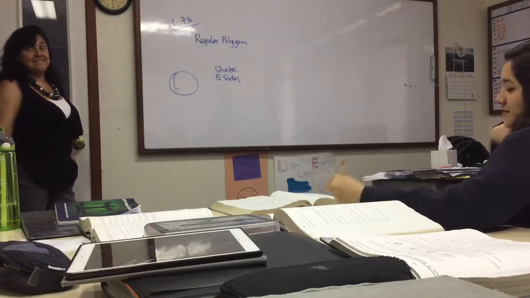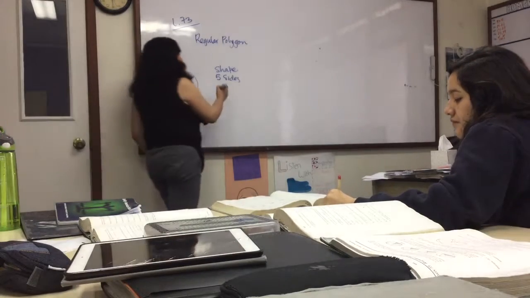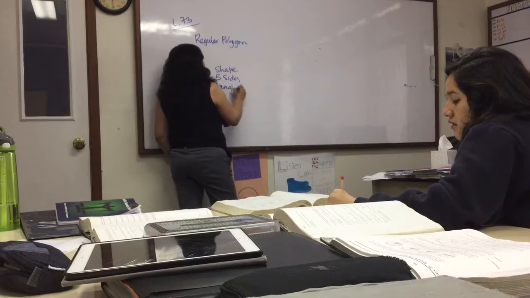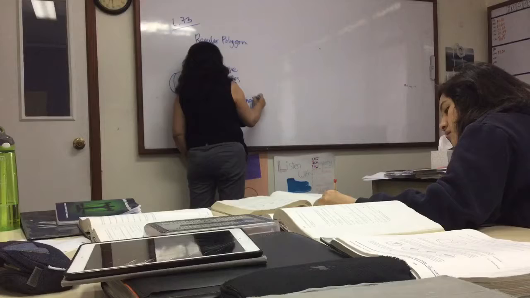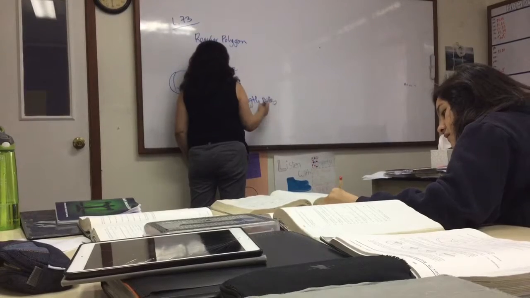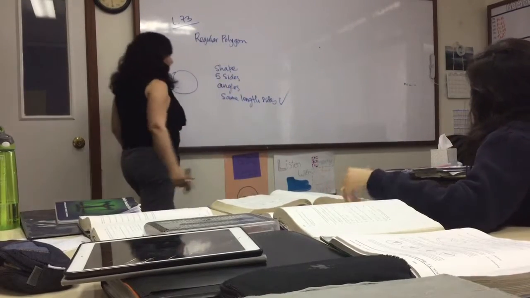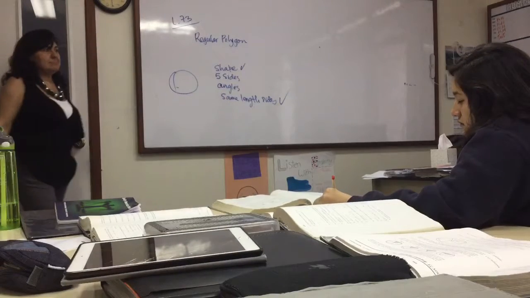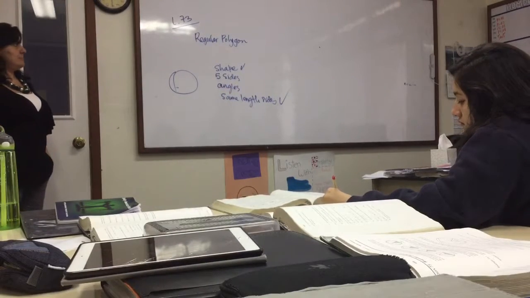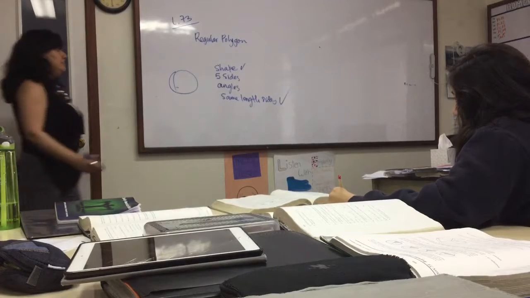All the sides are the same length. Angles. Same length sides. Okay? This one's a very good one. It's a shape. Yes. A shape that could fit in a circle. Well, it could be.